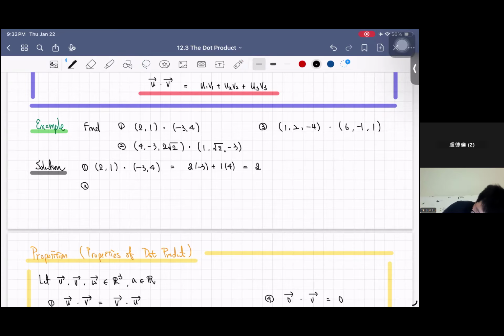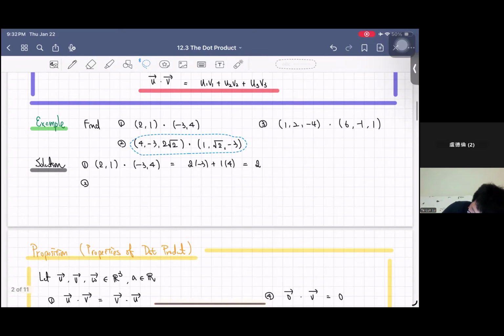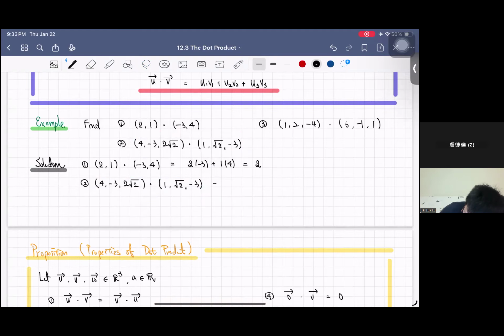Secondly, we're dealing with a three-dimensional vector. Do the exact same thing. We multiply the entries together. So 4 multiplied by 1 plus -3 multiplied by root 2 plus 2 root 2 multiplied by -3. Okay, so -3. Right. So that should give you 4, sorry, -3 root 2 minus 6 root 2, so that's -9 root 2. Okay.